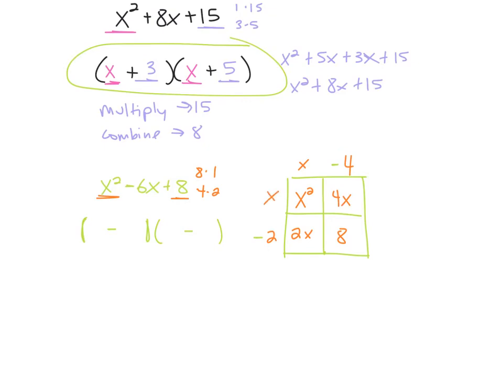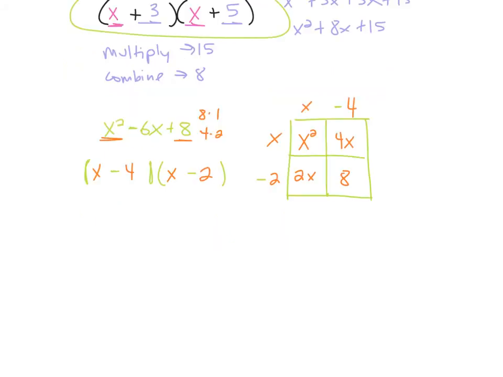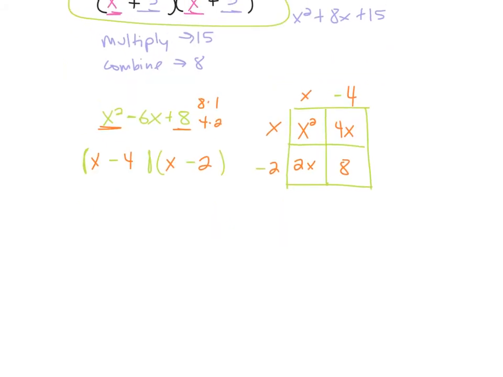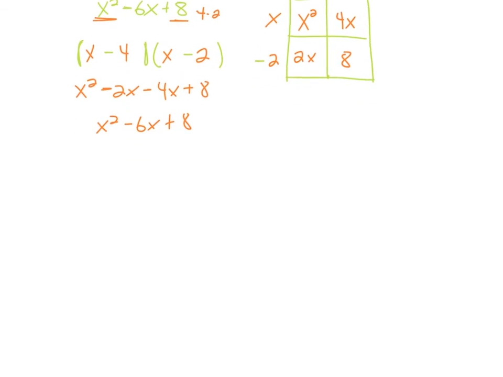So my two binomials, we have x minus 4 and x minus 2. All right, and again, we can check this. x times x is x squared, minus 2x, minus 4x, plus 8. Combine your like terms, x squared minus 6x plus 8. All right, now our last example that we're going to look at.